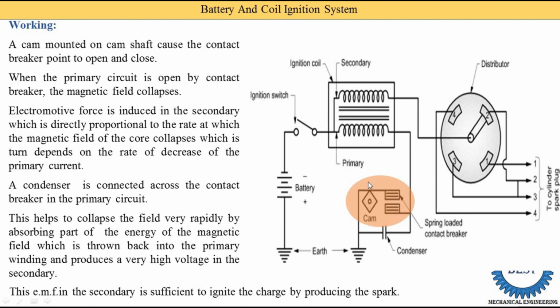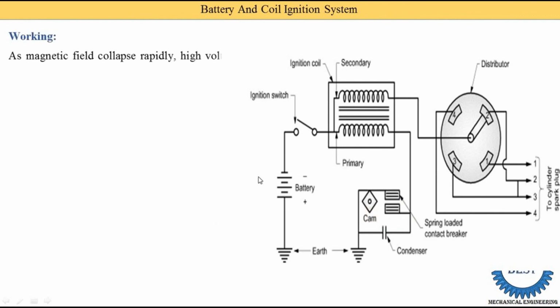Now if there are 3 cylinders, then we use 3 cams. That is, 3 times the contact breaker is open. If we use 5 cylinders, then a pentagon is provided, so 5 times this contact is open and 5 times a spark is produced in the different cylinders.